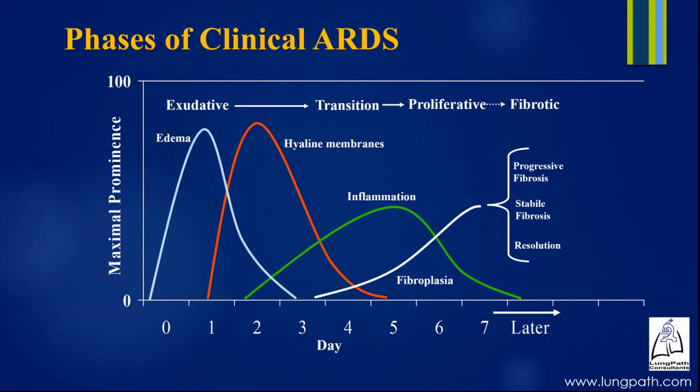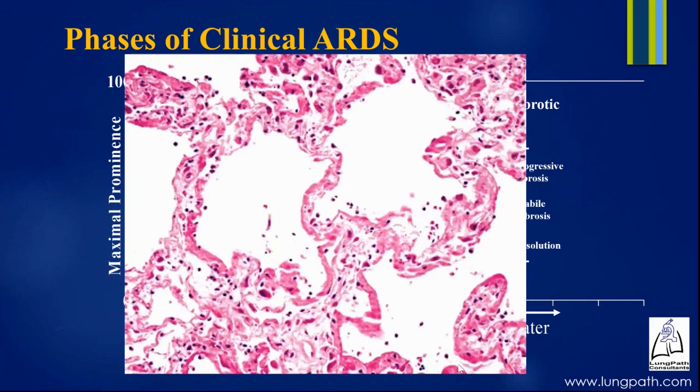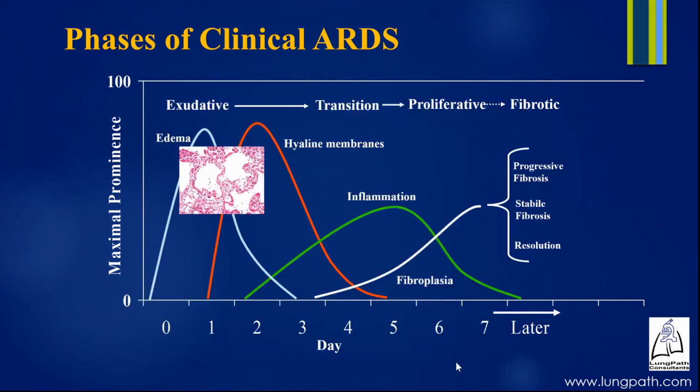In clinical acute respiratory distress syndrome, we do have information in which we look at the early phase and we see edema. We look at the intermediate phase where we see the formation of hyaline membranes, and these decrease as inflammatory cells migrate into the lung, and finally fibroblasts are stimulated to assist with repair. And the end process will be resolution, stable fibrosis, or progressive fibrosis. In the early phase, these are the hyaline membranes of diffuse alveolar damage. This fits here about day 1 to 3.